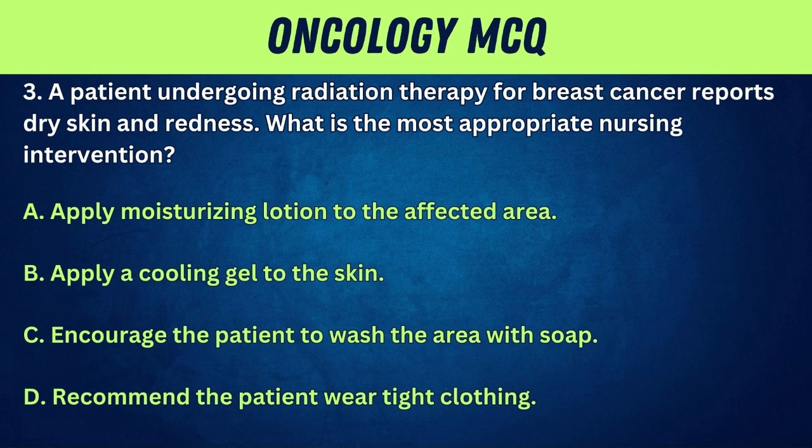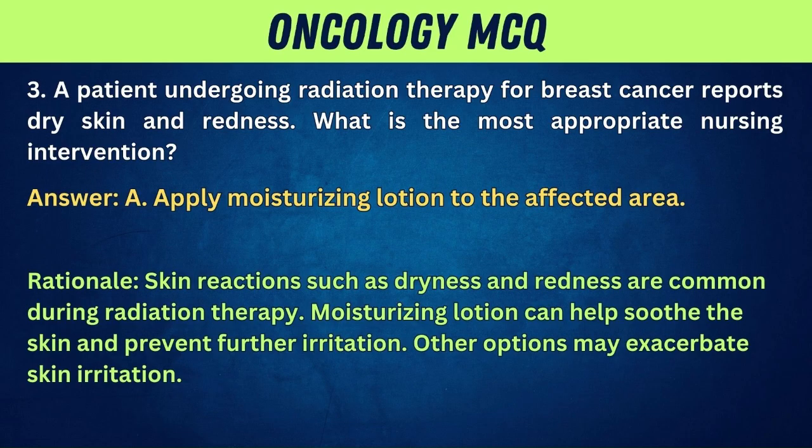3. A patient undergoing radiation therapy for breast cancer reports dry skin and redness. What is the most appropriate nursing intervention? A. Apply moisturizing lotion to the affected area. B. Apply a cooling gel to the skin. C. Encourage the patient to wash the area with soap. D. Recommend the patient wear tight clothing. Answer: A. Apply moisturizing lotion to the affected area.